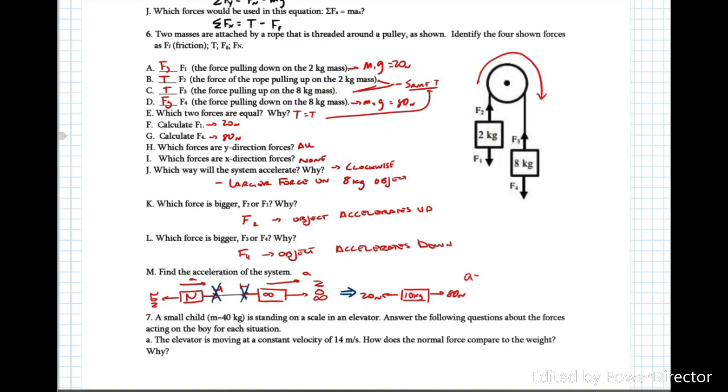So the acceleration is going to be the net force, 80 newtons minus 20 newtons, over the total mass, 10 kilograms. That acceleration comes out to be 6 meters per second squared.